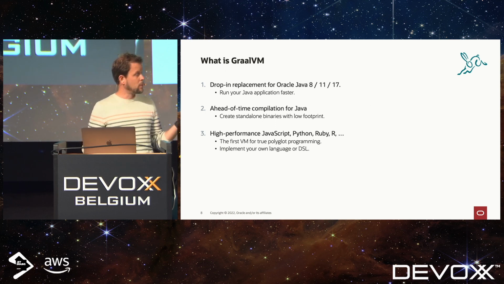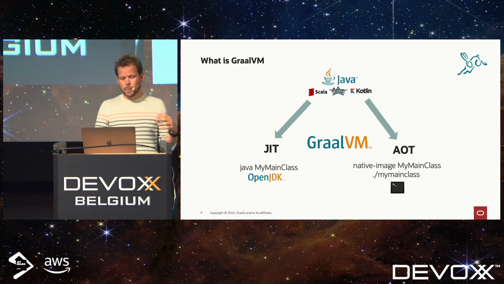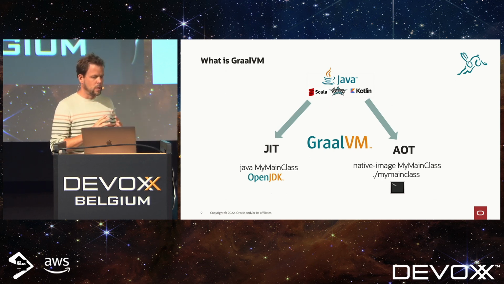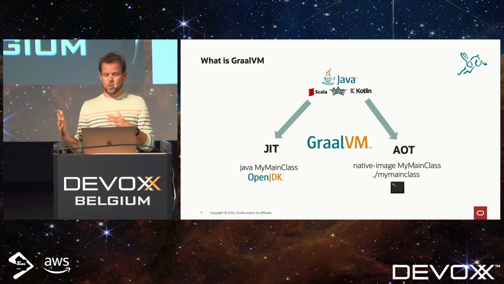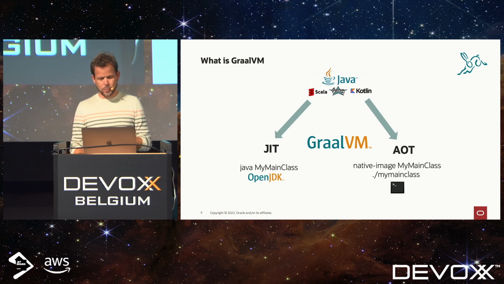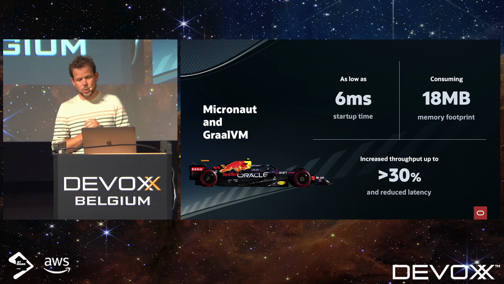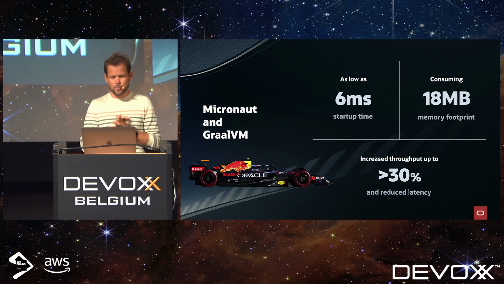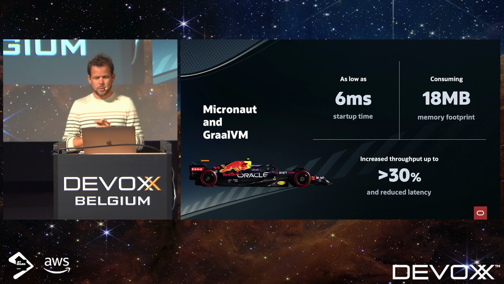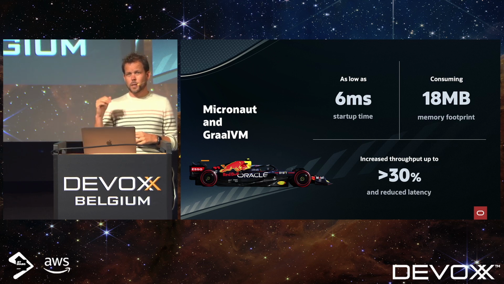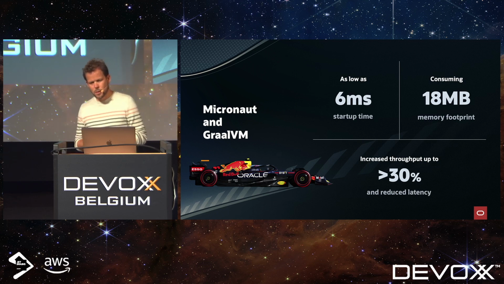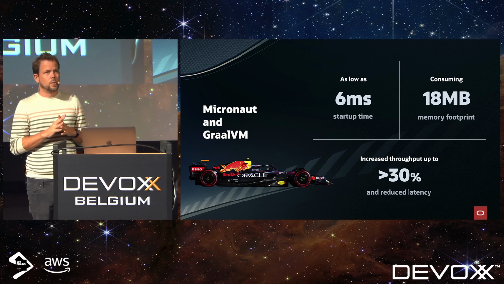It also has a Truffle language framework for implementing other languages. But the main relationship with Micronaut is this ability to take Java code and either run it in JIT mode or produce an AOT image. And when you take a Micronaut application and compile it into a native executable with GraalVM, the numbers are incredible, right? So you have this super fast startup time, which is orders of magnitude faster. You have much lower memory consumption.